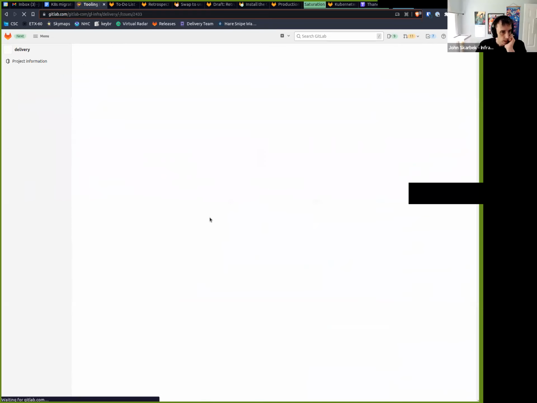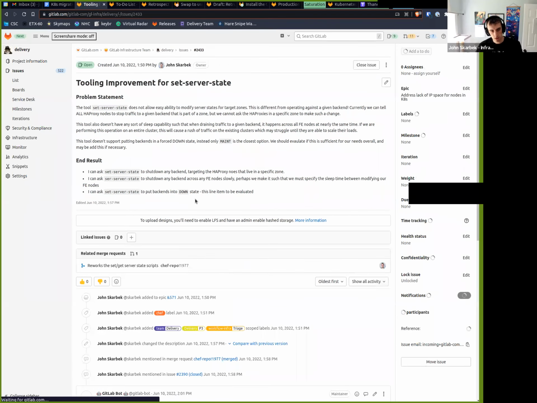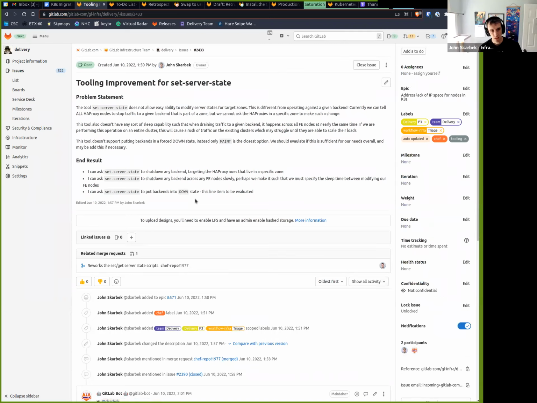I'll start sharing my screen again because I created an issue. I just haven't really fleshed everything out just yet. I want to introduce a set of tooling improvements. This is just a kind of proposal. So one of these is that we have a set server state script that allows us to set the state of backends in HA proxy. This was used more when we were not in Kubernetes, but the tool still exists. My thoughts behind this is that we would expand this to do a few things.